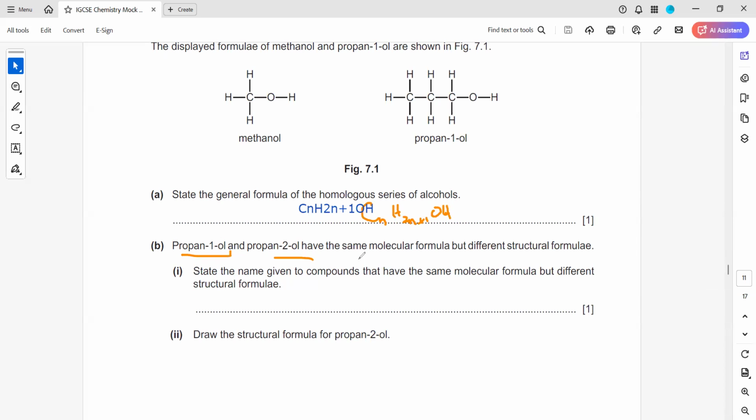Propan-1-ol and propan-2-ol have the same molecular formula but different structure. State the name given to these compounds. We call them structural isomers. Displayed formula of propan-2-ol. Displayed formula means you should show all the bonds and all the atoms.